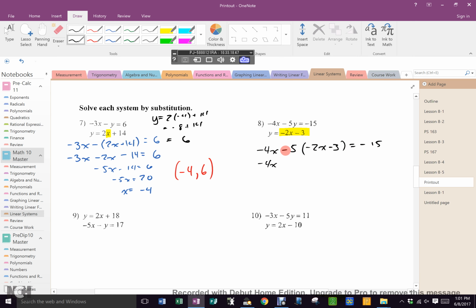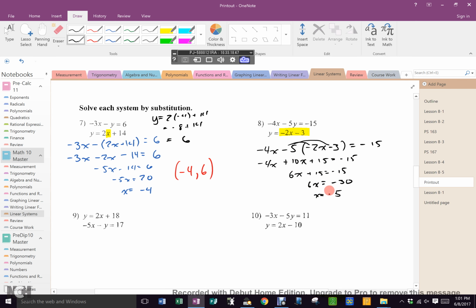Get rid of the brackets. Negative 4x. Now, what does this negative do there and there? It changes their sign, right? Because if one of them was positive, it would become negative, right? So plus 10x plus 15 equals negative 15. Negative 4 plus 10 is 6x plus 15 equals negative 15. 6x equals negative 30. What does x equal?